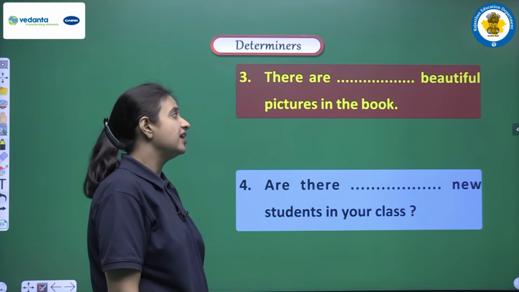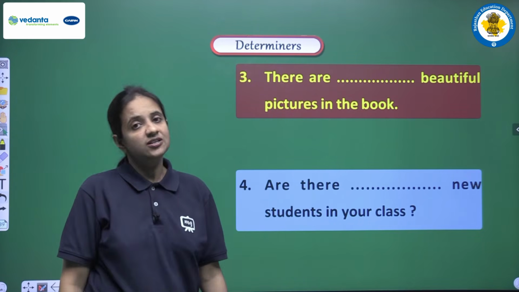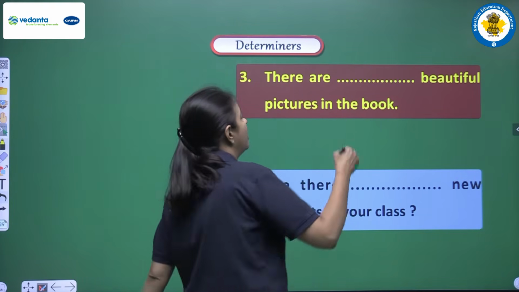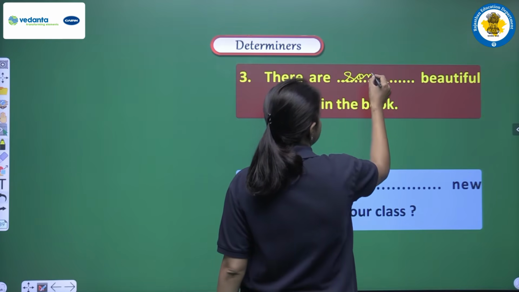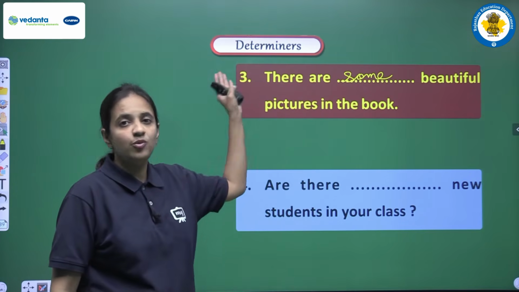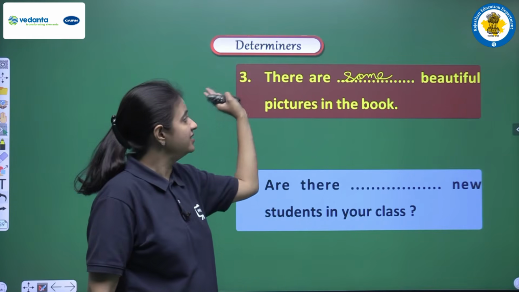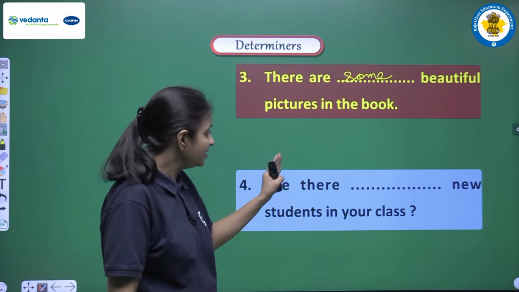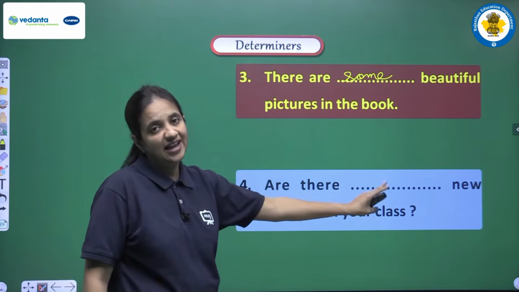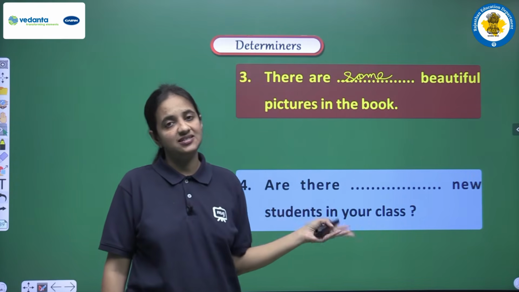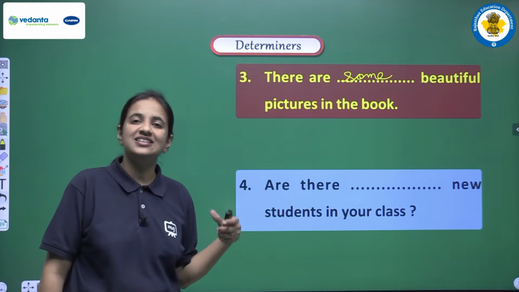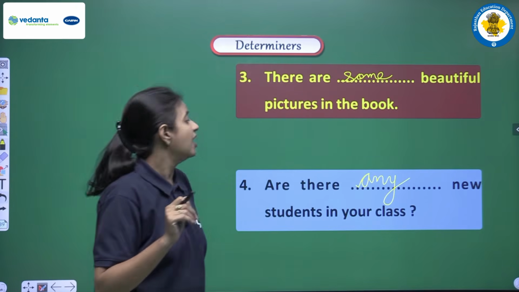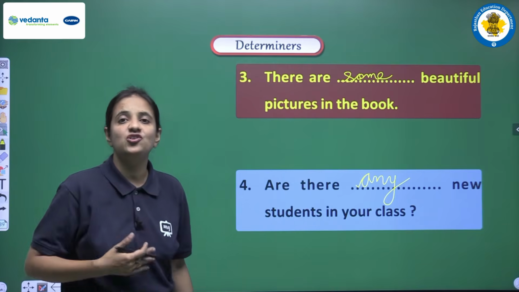Next sentence is, there are beautiful pictures in the book. So here we are talking about some book, and we are saying that in that book there are some beautiful pictures. So it's a very easy structure. There we are having a very simple positive sentence. So we will use some here, and the sentence will be, there are some beautiful pictures in the book. Next sentence is, are there new students in your class? At the end of the sentence we are having a question mark. It means this is an interrogative sentence, and because of this reason we will use any here in this blank, and the answer will be, are there any new students in your class?